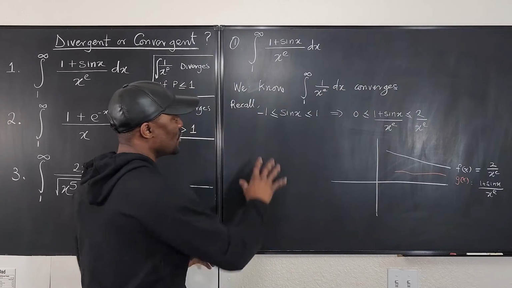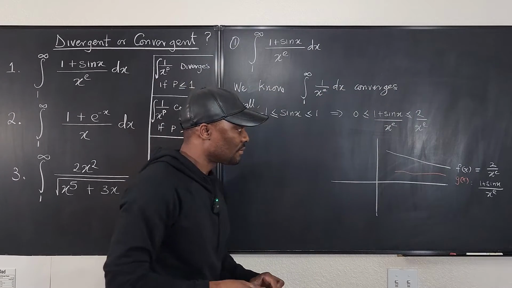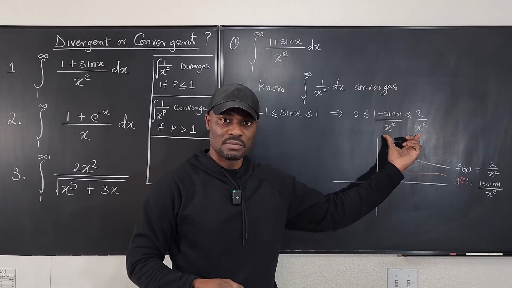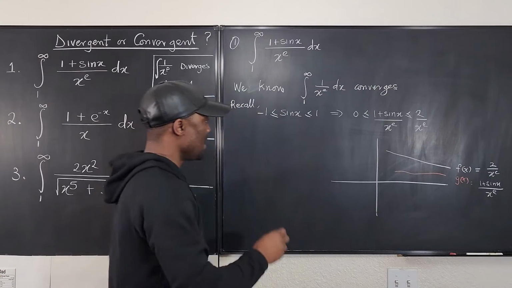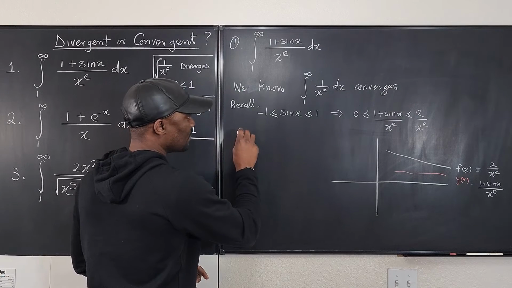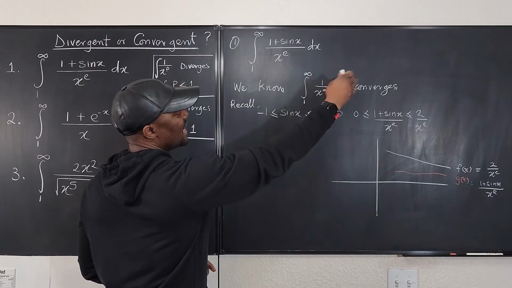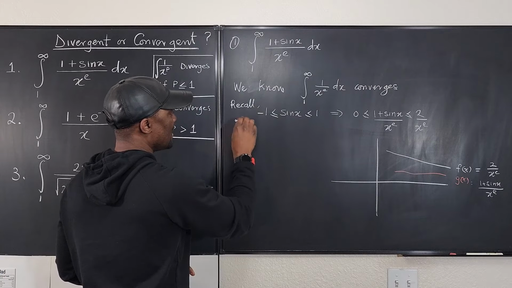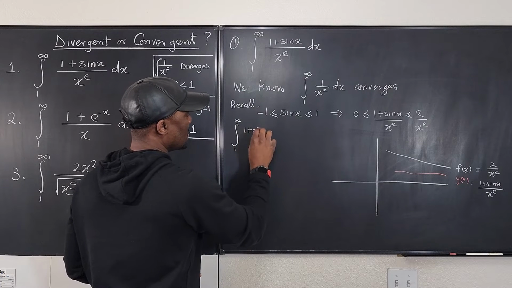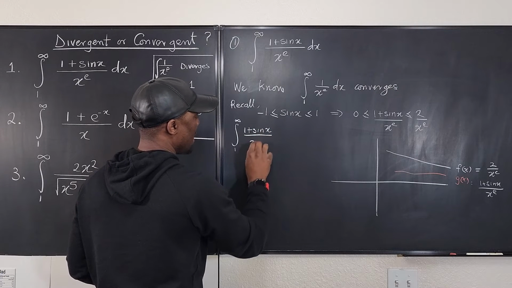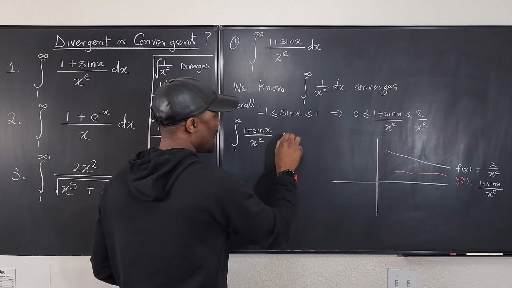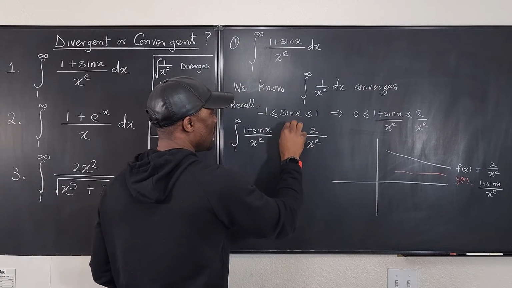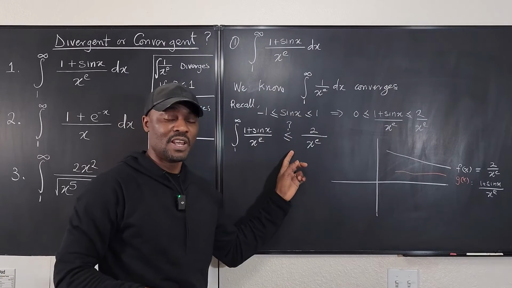So now, let's go back to what we're supposed to do. We need to show that this statement is true. That's all we need to do. So here we're going to leave out the integral. We're going to say that the integral from 1 to infinity of 1 plus sine x over x to the e is less than or equal to 2 over x to the e, with a question mark because we're not sure if this is true.